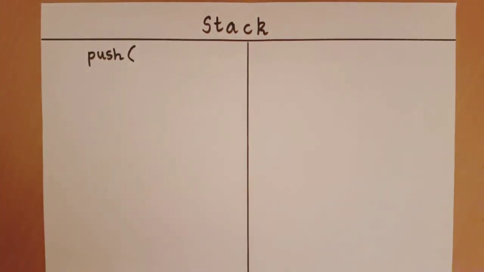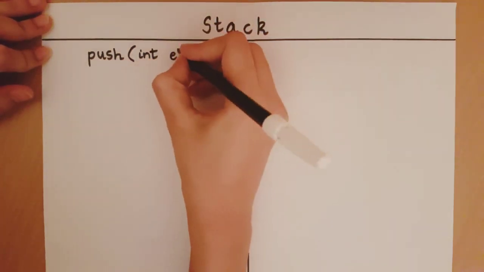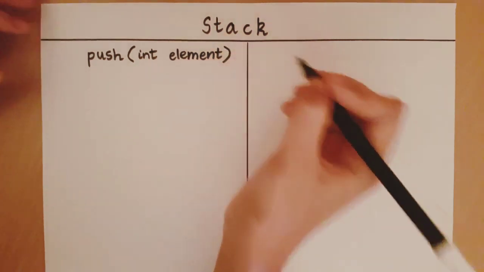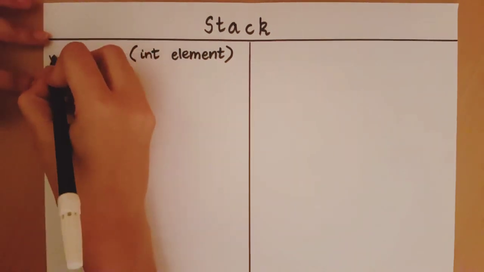Since we have defined the array with which we are implementing our stack as an integer, we need to accept an integer element. This function merely adds an element to the top of the stack. So it does not return anything. Therefore, it has no return type. So we will put it as void.